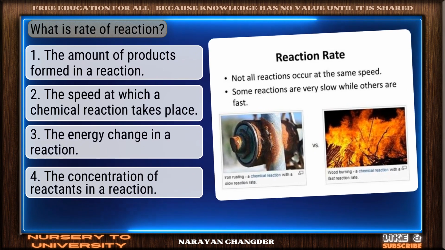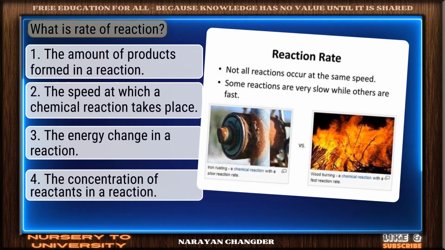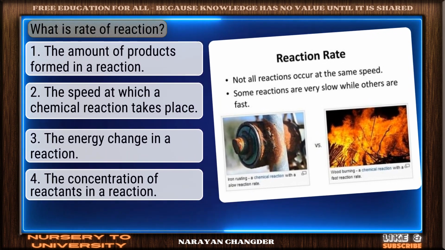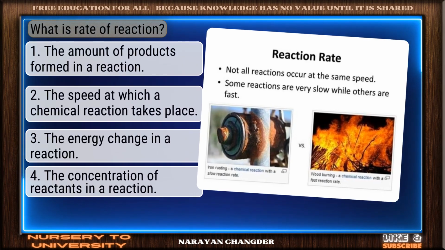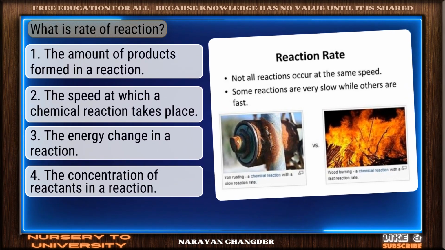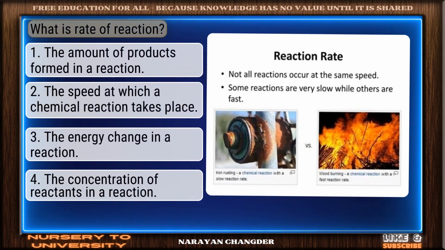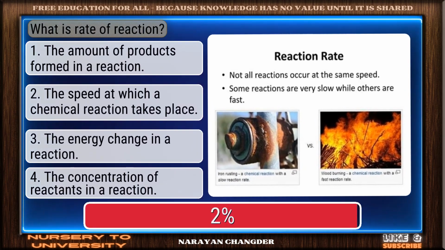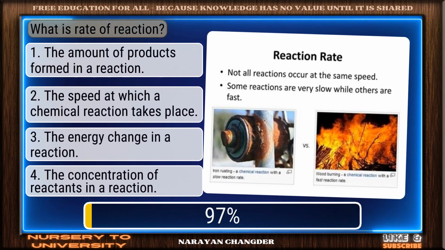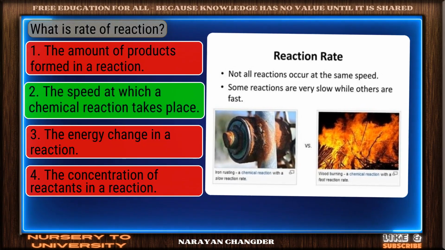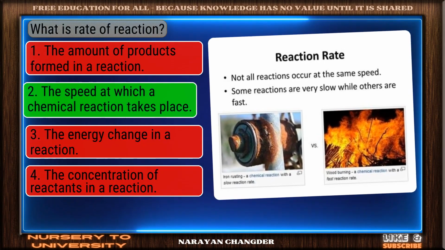Option 1, the amount of products formed in a reaction. Option 2, the speed at which a chemical reaction takes place. Option 3, the energy change in a reaction. Option 4, the concentration of reactants in a reaction. Write the speed at which a chemical reaction takes place.